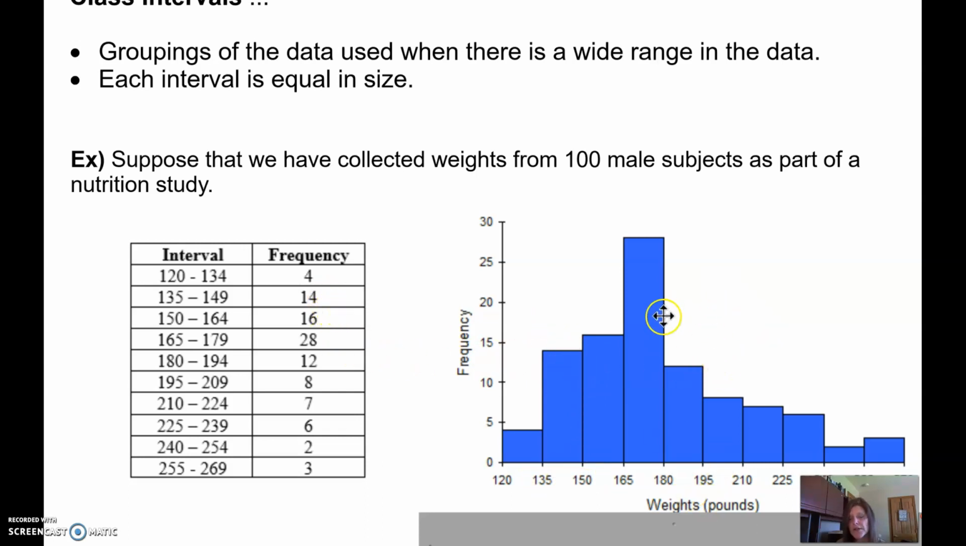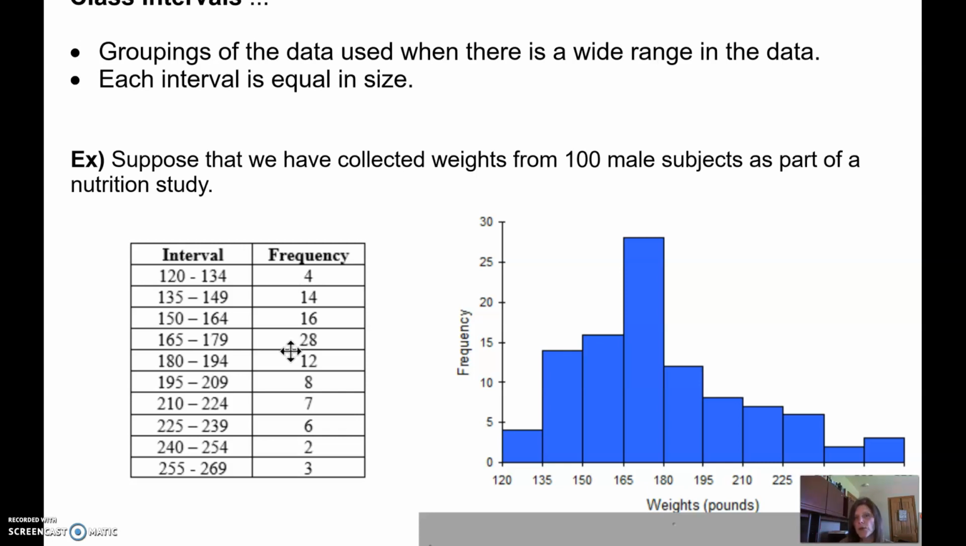And it's very obvious from this picture that the biggest bar here is between the 165 and 179, and exactly how much that is, we'd kind of have to guesstimate, but we have the chart over here that tells us it was 28. Okay, so use class intervals when you have a whole bunch of data and it's just too much for a chart to do individual categories.